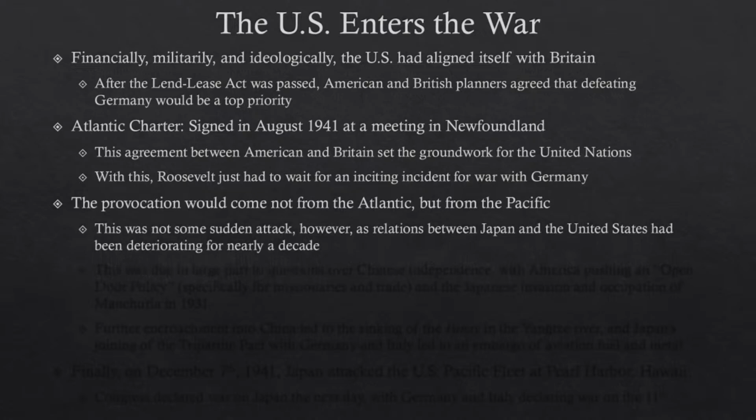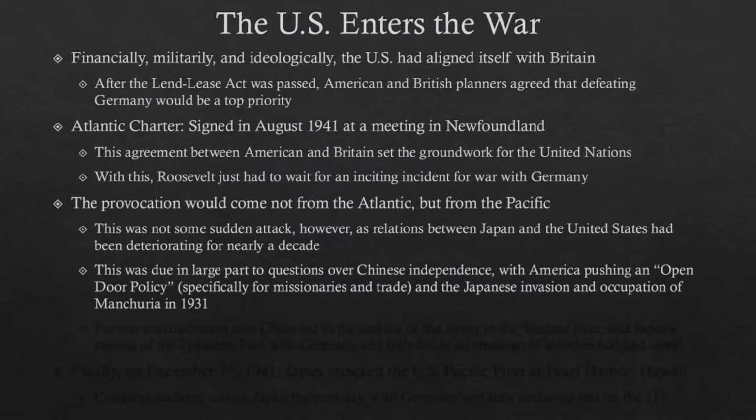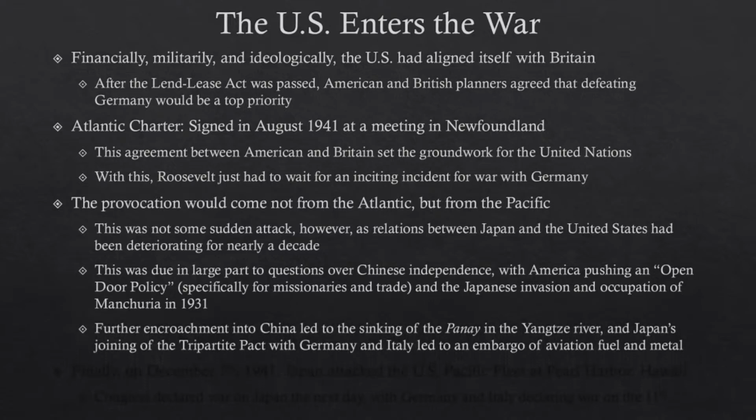Now, a lot of times the simple explanation for the attack on Pearl Harbor was, oh, it was a sudden, unprovoked attack from Japan, but it really wasn't. Relations between Japan and the United States had been bad for about 10 years. There was this question of Chinese independence. America, of course, wanted their open door policy. Japanese invasion and occupation of Manchuria. I don't think Nanking had happened yet. The Japanese were pushing into China. The Panay had been sunk in the Yangtze River.